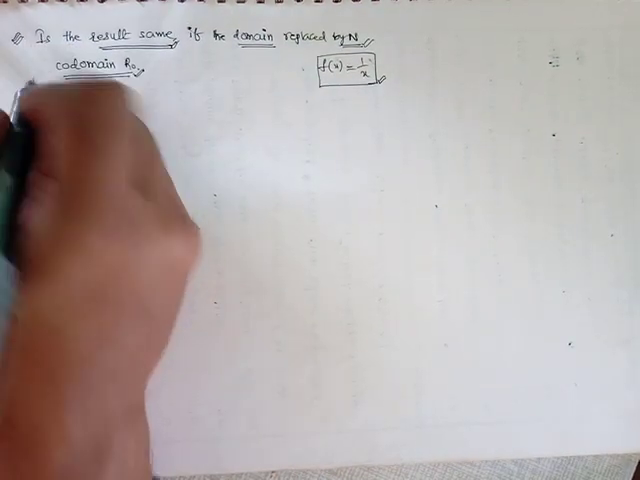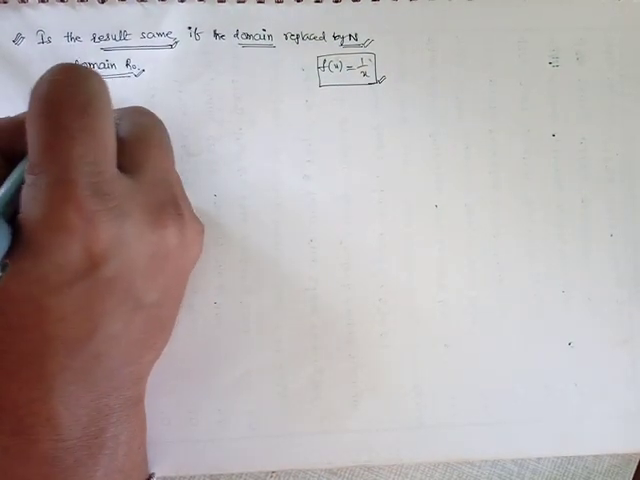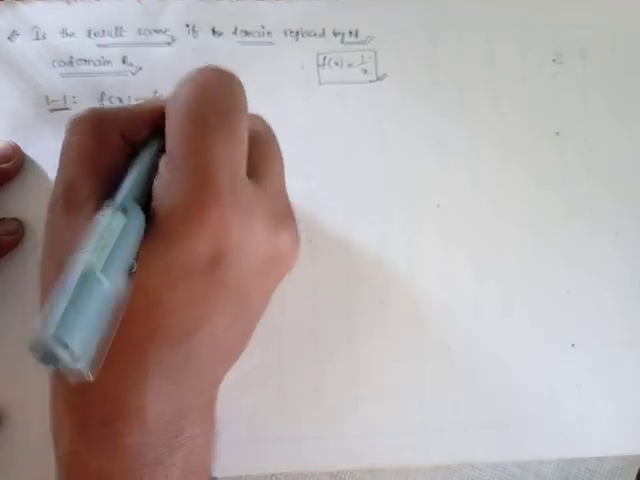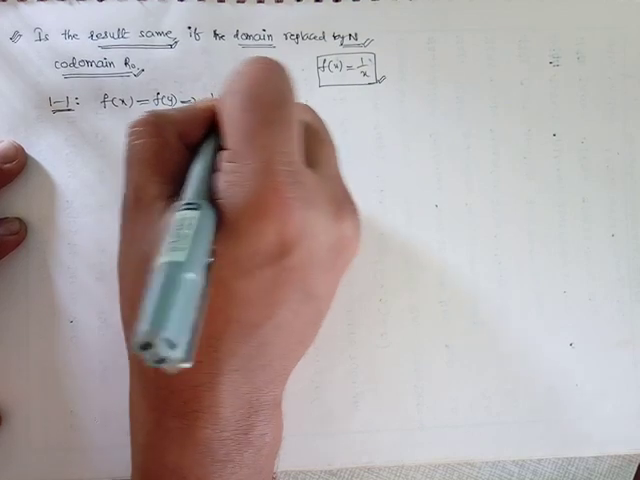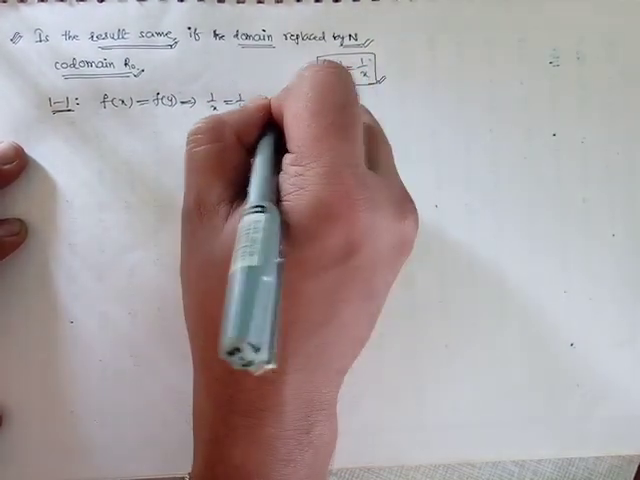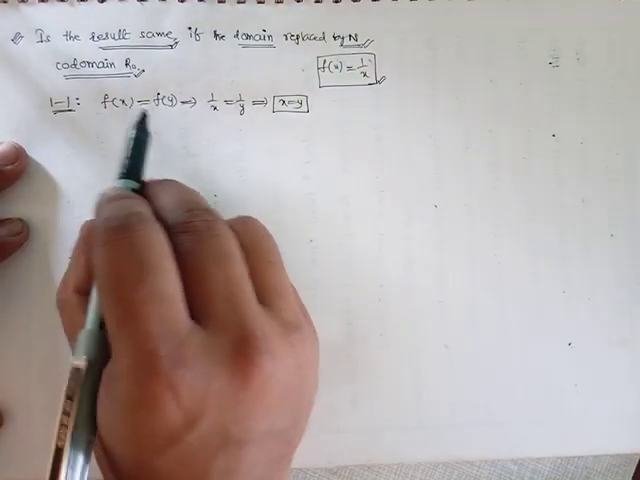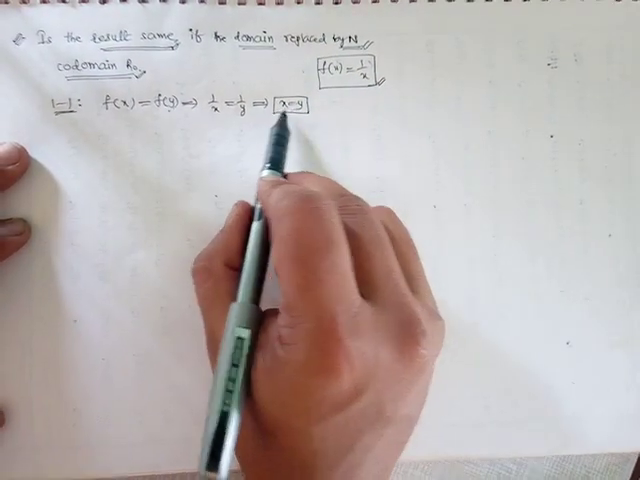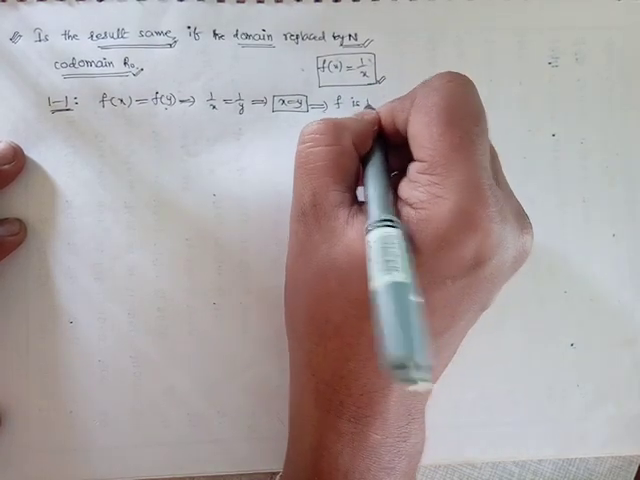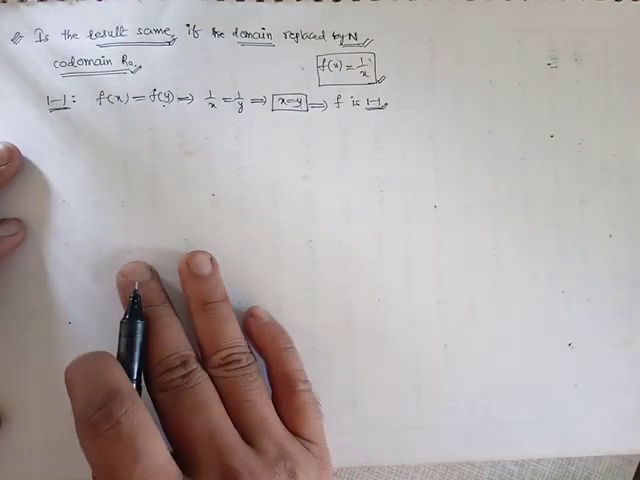Now we'll see the 1-1 case. f of x is equal to f of y. This implies 1 by x is equal to 1 by y. This implies x is equal to y. f of x is equal to f of y, then we are getting x is equal to y. So this implies f is called 1-1.